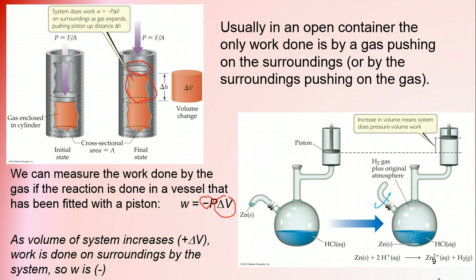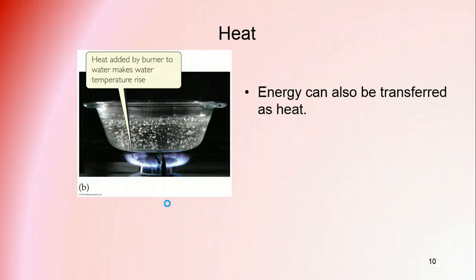We can see that depicted here with an actual reaction in a flask with the zinc and HCl forming hydrogen. That gas formation is expanding the piston. Again, if the volume of my system increases, that means it's doing work on the surroundings. That's what makes w have a negative sign for a reaction that has a gas that's expanding, and a positive ΔV.